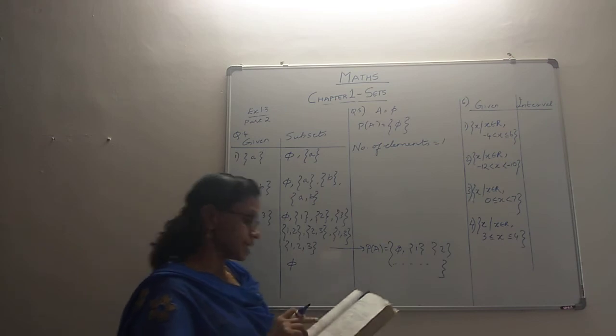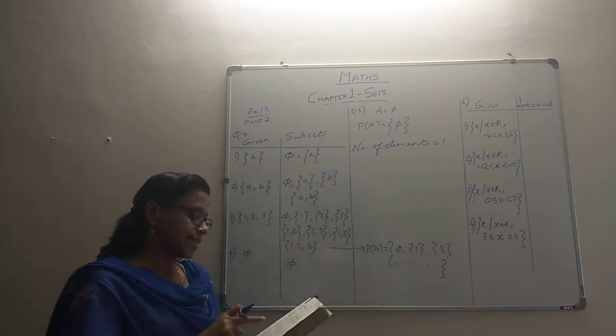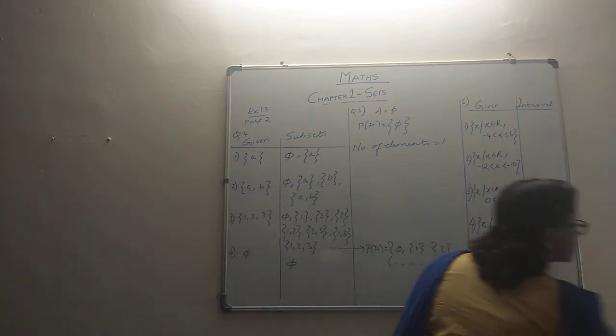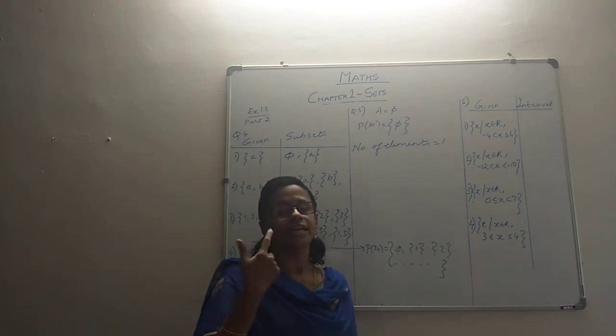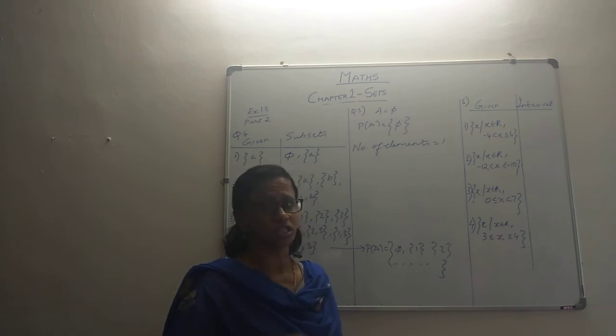Now the next question is, they give us a set in set builder form, it's there on the left hand side, and they ask us to write it in intervals. Intervals is a new concept that we are learning. There are two types of interval. One is called a closed interval, the other one is called an open interval. Now we will be checking what is this closed interval and what is the open interval.